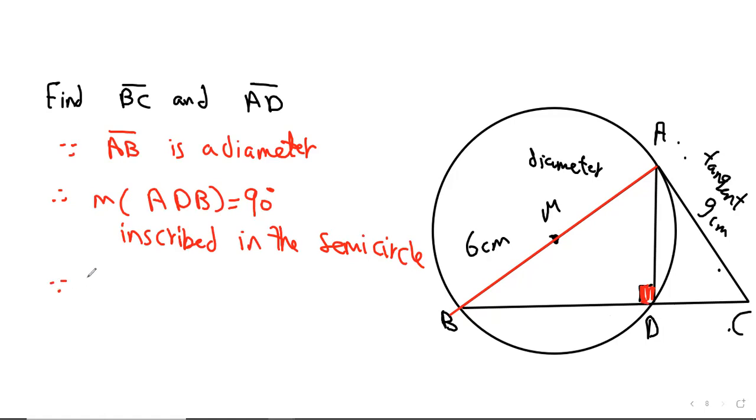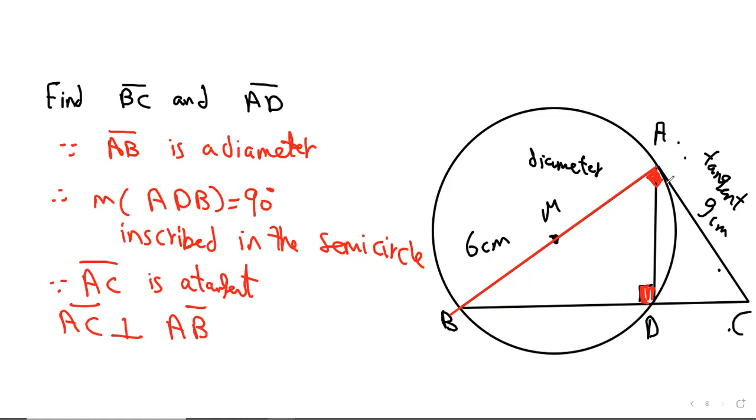And we have AC as a tangent. Since AC is a tangent, and you know the tangent is perpendicular to the radius, AC is perpendicular to AB. AB is a diameter. So this angle also is right. So we can use Pythagoras, because in the triangle ABC, we have a right angle.